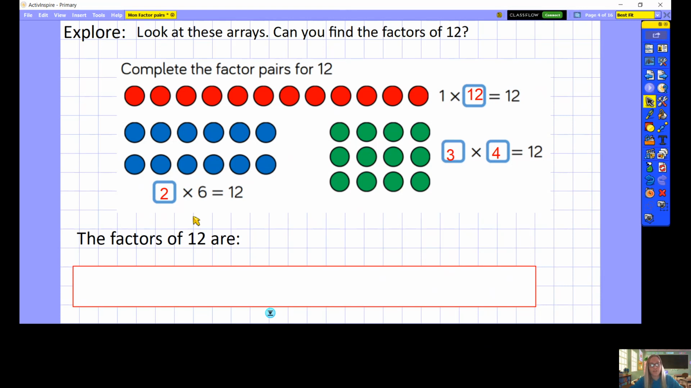So now I've found all the factor pairs, I can write down all the factors of 12. I'm going to do this in a systematic way, so starting with 1. So 1 is a factor of 12, 2 is a factor of 12, 3 is a factor of 12, 4 is a factor of 12, 6 is a factor of 12, and 12 is a factor of 12. So you'll notice that all these numbers are multiples of 12.